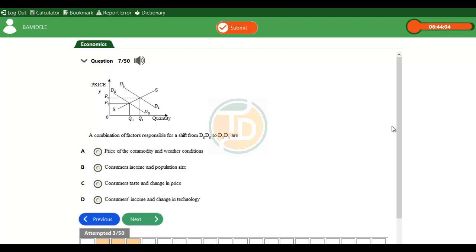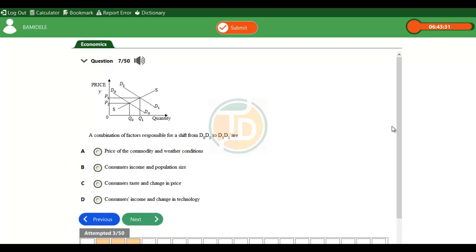If you look at this question, you find that it relates to a topic known as theory of price determination. In that theory, you're expected to know how equilibrium price is determined and how equilibrium price and quantity can be changed. So from this question, you can see that the demand curve shifted from D0 to D1, and we have a supply curve. So it gives us different equilibrium price and different equilibrium quantity.